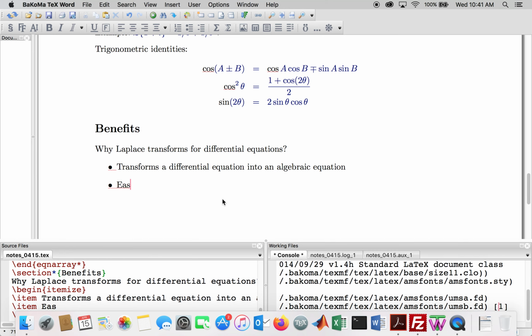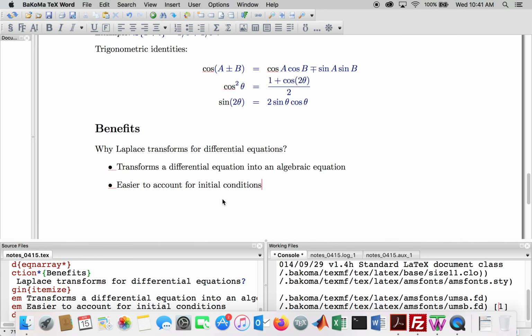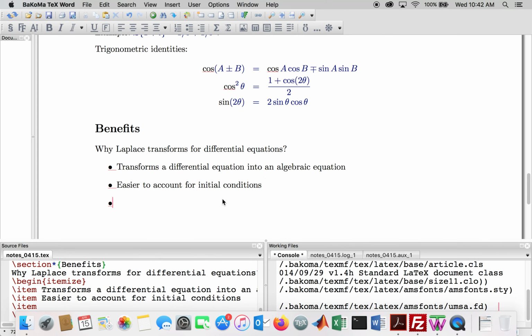Second reason is it's easier to take initial conditions into account. You're accustomed to having constants C1 and C2, and you need to do a whole lot of algebra to find C1 and C2. In this case, the initial values are worked into the transform of the equation. So after that, they're all accounted for. You can forget about them. So it's a less cumbersome process that way.